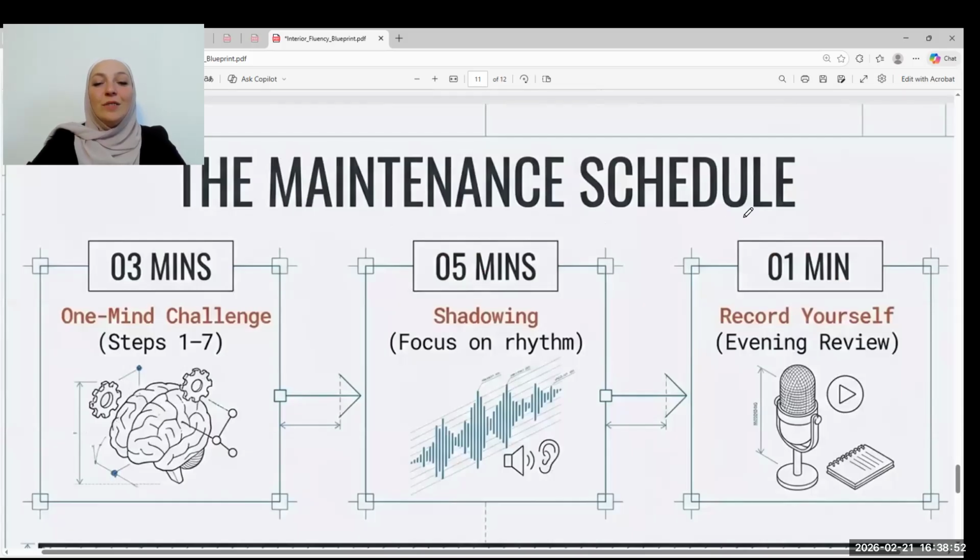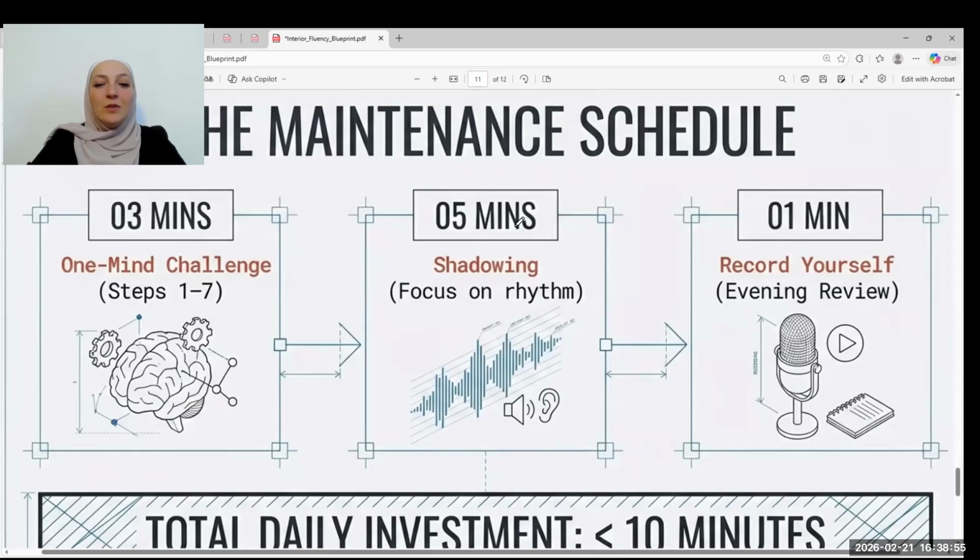The maintenance of schedule, like 3 minutes, 5 minutes, or 1 minute, all right? One mind challenge, steps 1 to 7, and the shadowing, focus on rhythm, record yourself, evening review. I need you to do the one mind challenge every day. The coaches will help you big time. They will tell you what to do, the steps, step by step. From doing this one mind challenge, do the shadowing 3 minutes, 5 minutes. It's only 8 minutes out of your whole day. Then 1 minute, record yourself in the evening to evaluate yourself.